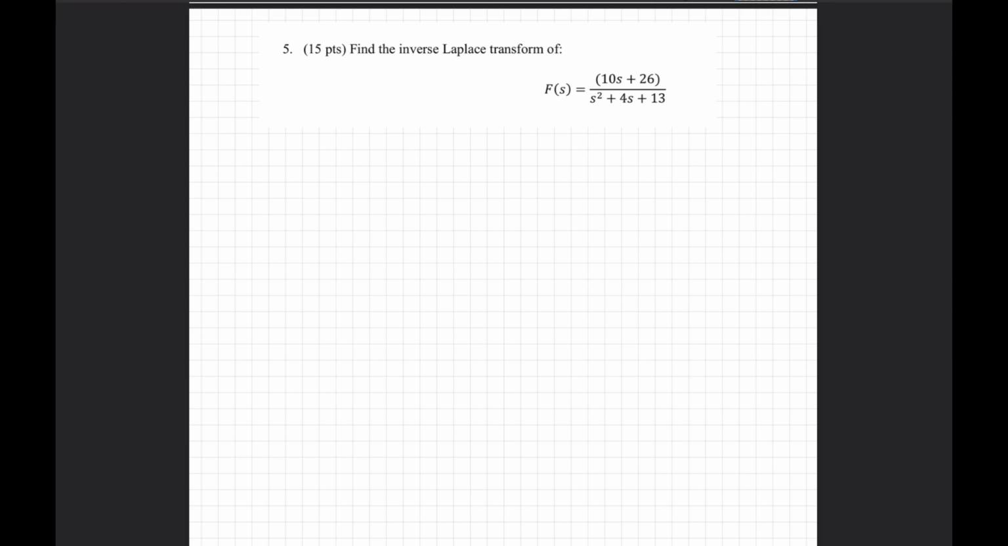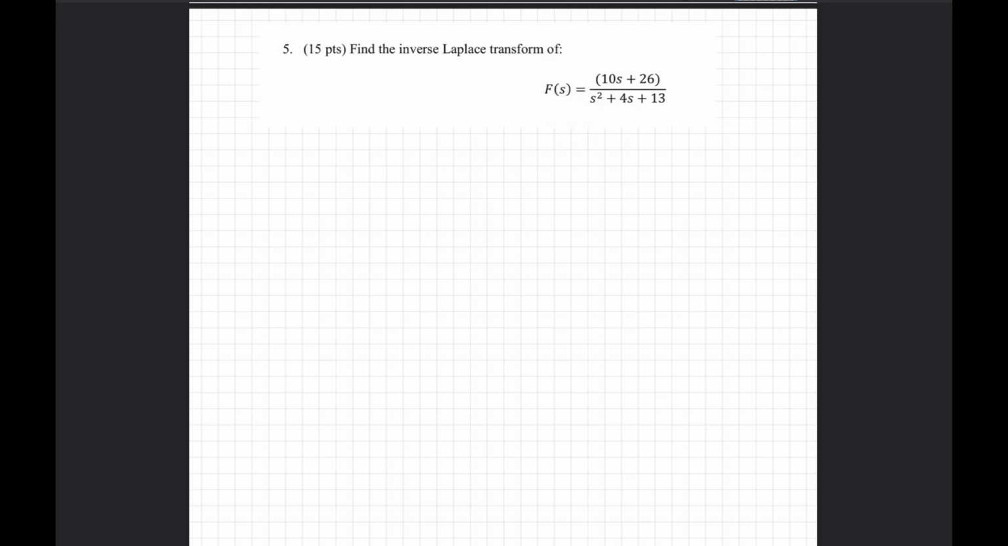In this video, let's go ahead and talk about how we can find the Laplace inverse of the following. F of s is equal to the quantity 10s plus 26 over s squared plus 4s plus 13. So the first thing I want to do is get this denominator looking like a different form, because s squared plus 4s plus 13 doesn't have any good factorization.